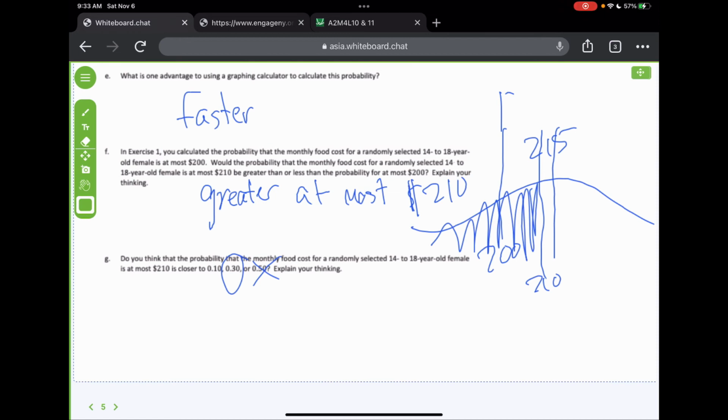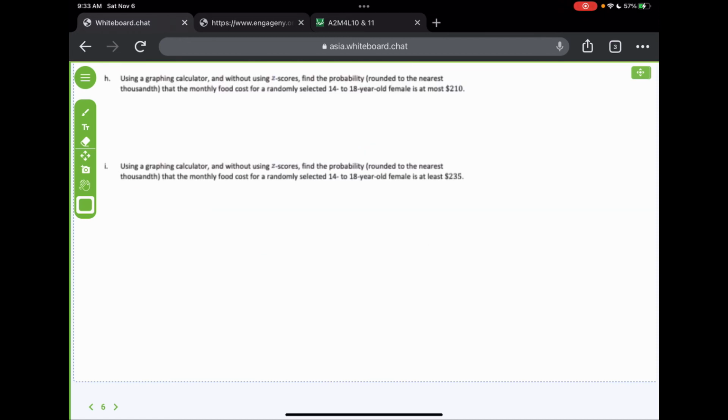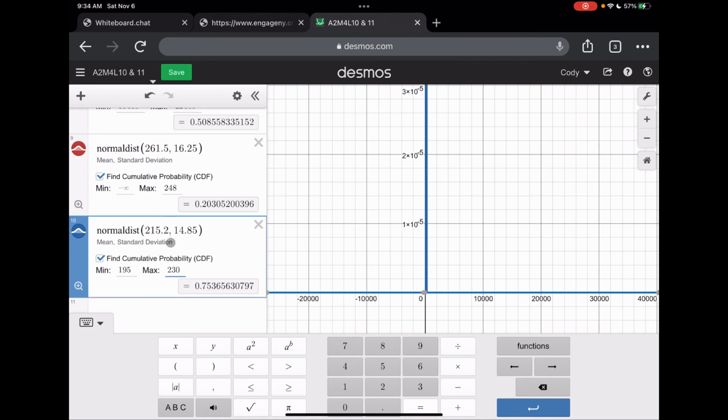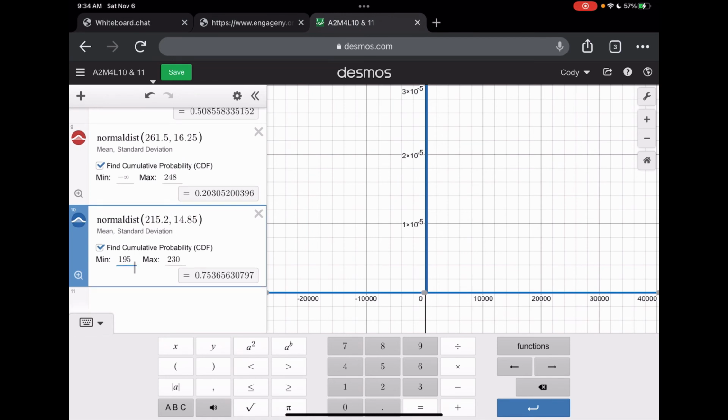Okay, let's go to question number H. Using a graphic calculator, what's the probability of at most 210? Let's see if I can do this real quick. 210 at most, so let's get rid of this.